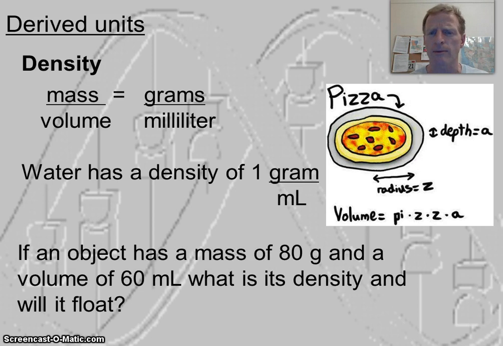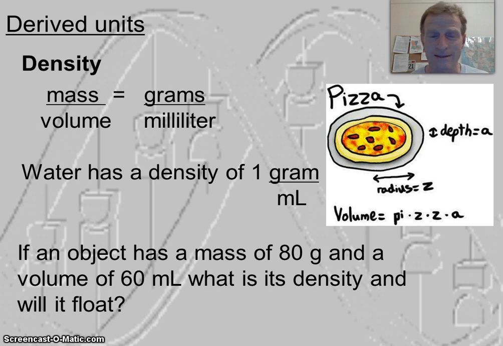So let's look at a problem. We're going to be working on some problems in a little lab this week. So an object has a mass of 80 grams and a volume of 60 milliliters. What is its density, and will it float? So I want you right now to pause the video and take a piece of scratch paper and see if you can figure that out. What's the density of this object, and will it float? So go ahead and hit pause.